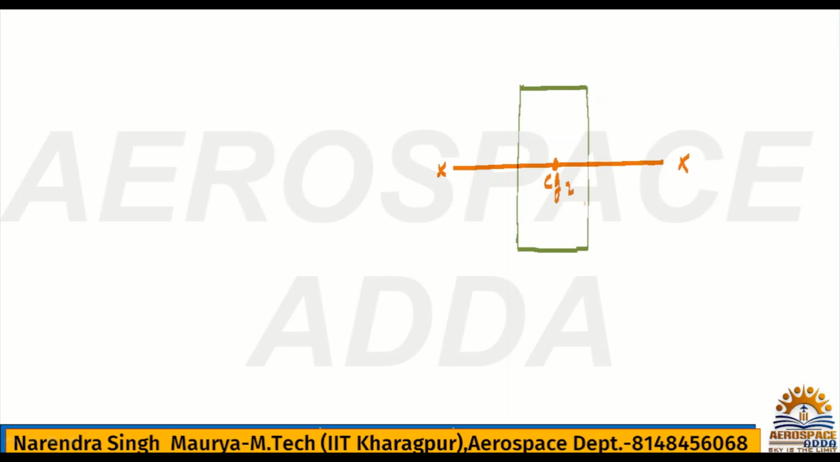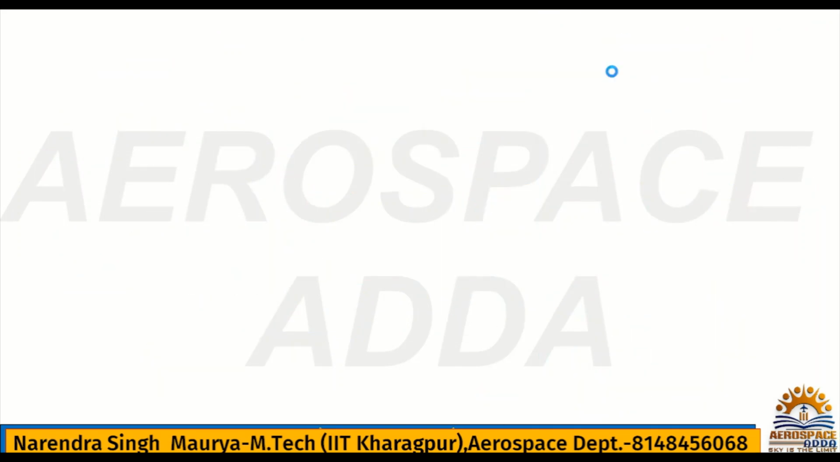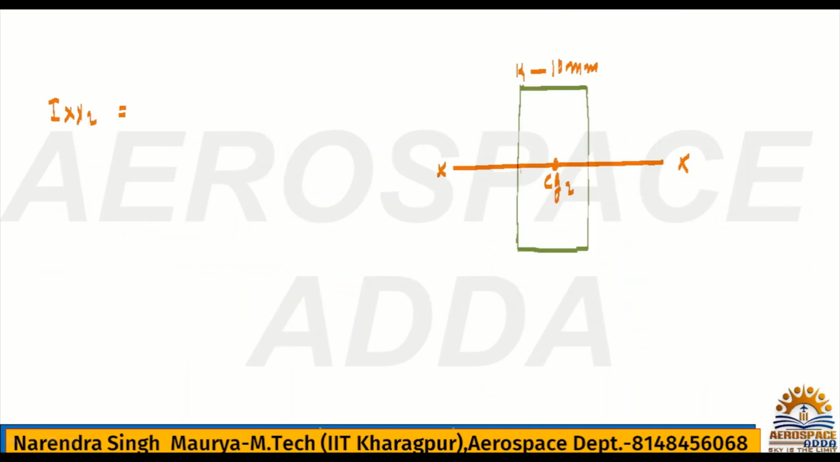So here we don't require the parallel axis theorem, but if you want to use, then I will tell you how to use. That is also interesting. So Ixx2, if you want to calculate, then you have to write bd cube by 12. See here, this is nothing but 10 mm, and the vertical height for this section is nothing but 380 mm.